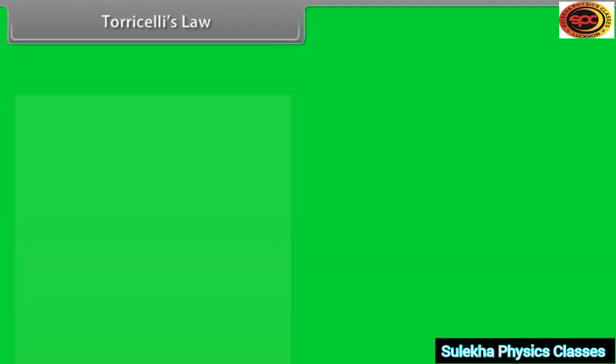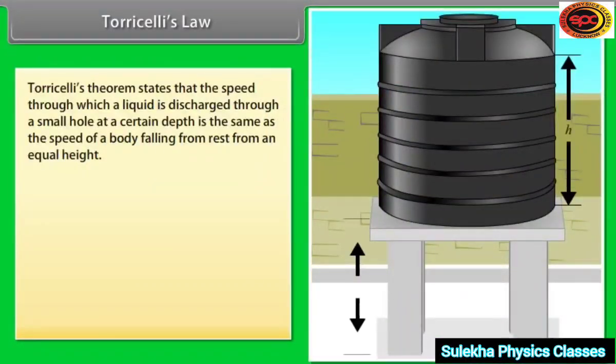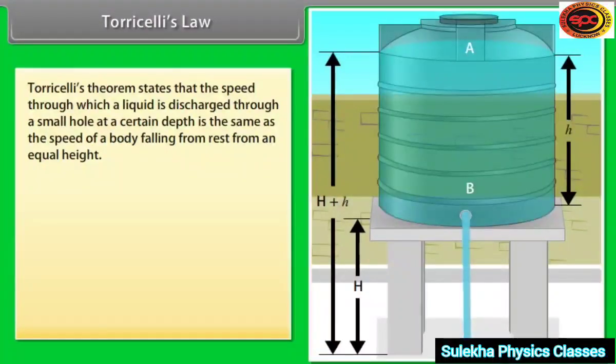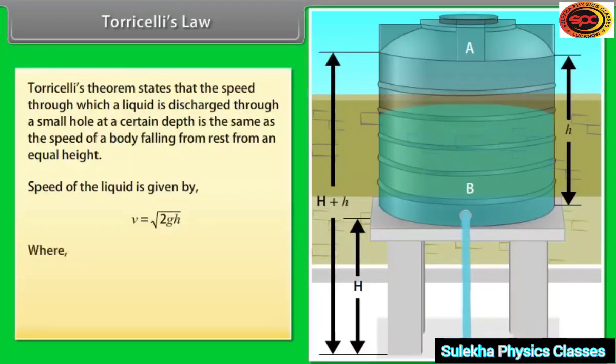Torricelli's law. Torricelli's theorem states that the speed with which a liquid is discharged through a small hole at a certain depth is the same as the speed of a body falling from rest from an equal height. The speed of the liquid is given by v = √(2gh), where h is the initial level of the liquid and g is the gravity constant.